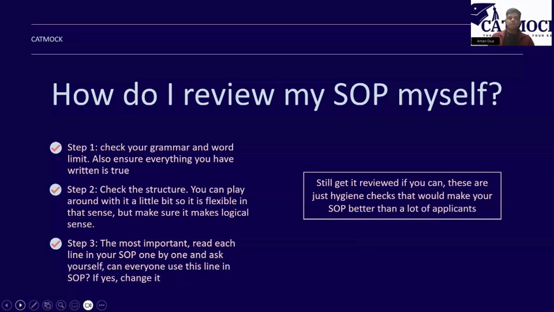So what you do is you read each and every line in your SOP one by one, and for each line, you ask yourself, can everyone use this line in their SOP? If yes, that line does not belong there. You just have 100 to 150 words, make good use of it. You don't need sentences that can be used by other people. That was the third step of doing your SOP review. You can jumble those steps as well. There is no hierarchy of order.